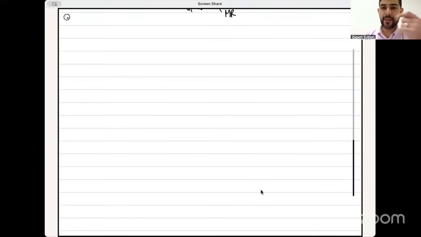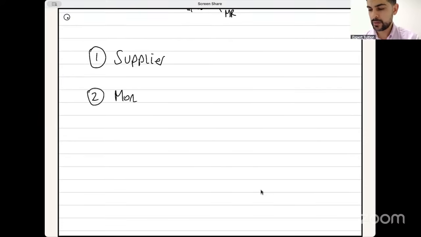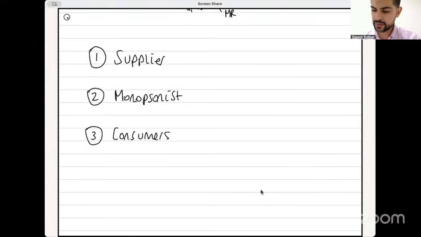In any question about the effects of monopsony power, there can only ever be three players. Player one is the supplier. The supplier is like the farmer or the firm that sells their product to the supermarket. Number two is the monopsonist, so in our example, like Tesco. And then player three is us, consumers. What happens to us as a result of monopsony power? Okay, let's go through it.